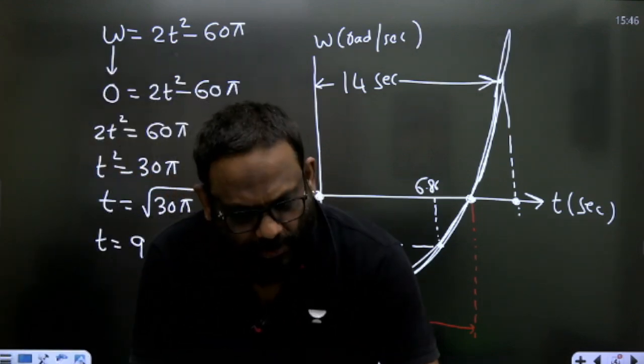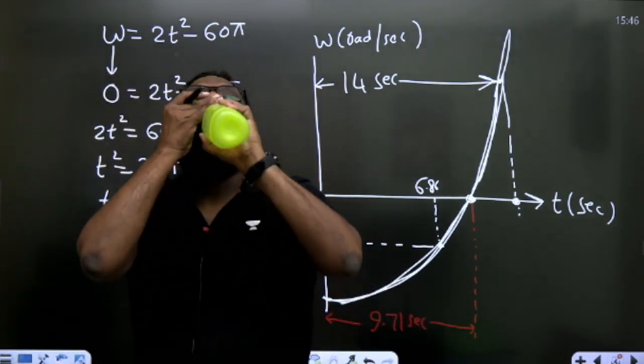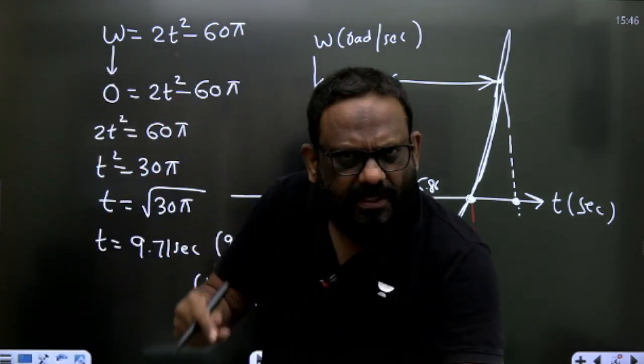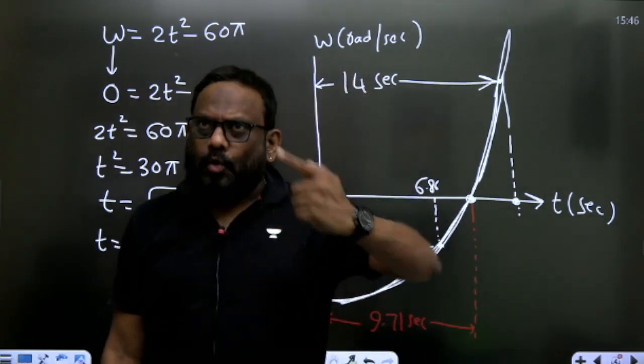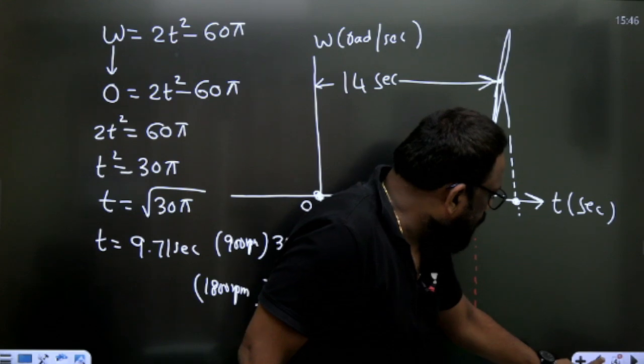How will we do it? Just think once, how can we proceed? Rotation means theta. Rotation is theta. How to link between time and theta? We have a relationship for omega.